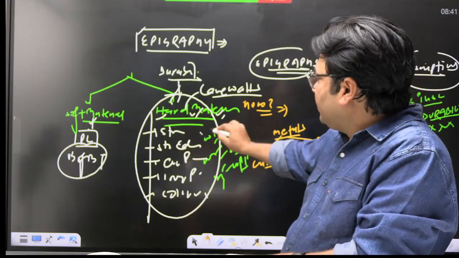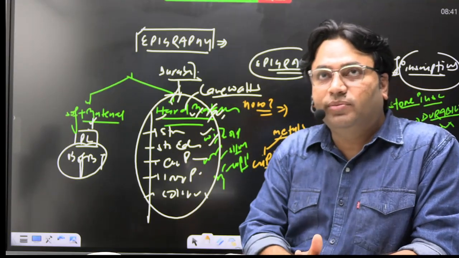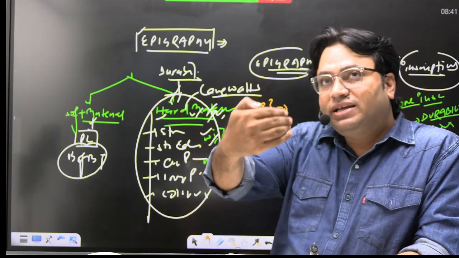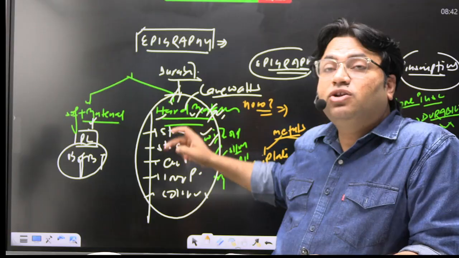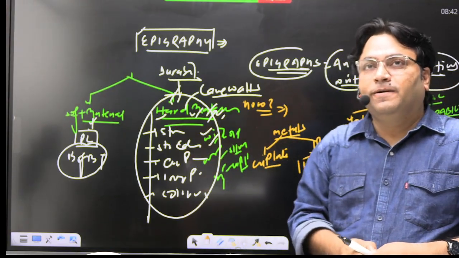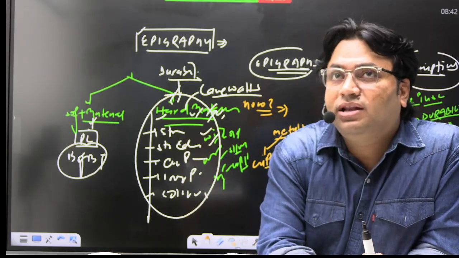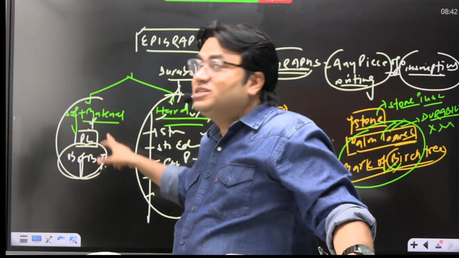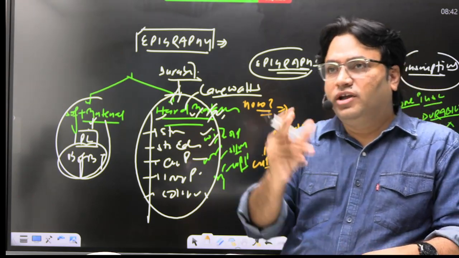This is important. Hard material inscriptions are one of the most authentic sources of information about the developments in ancient Indian history, because here originality will not be compromised. Chances of altering the information are minimal, but elsewhere originality may be compromised. So these are the more authentic sources of information.